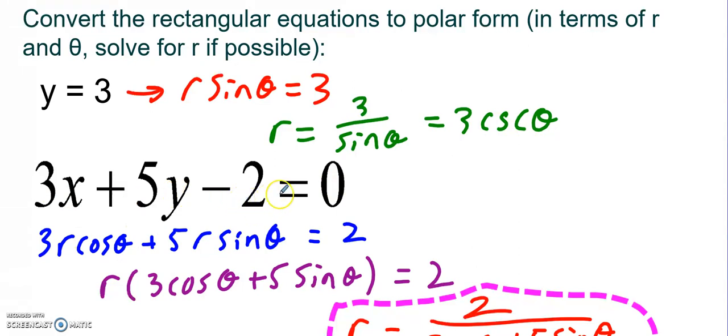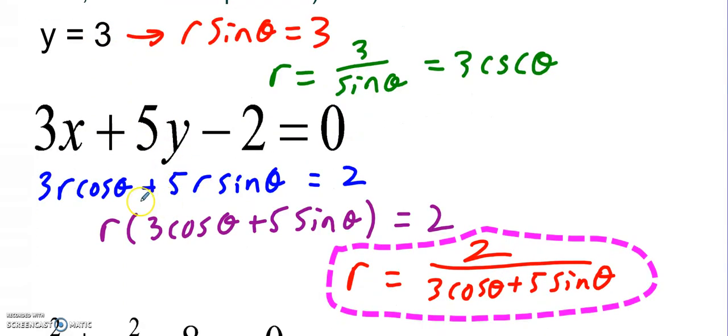How about 3x plus 5y minus 2 equals 0? Well, x is r cosine theta, y is r sine theta. And again, think about, well, what's this equation? That's just another line. Now, it's not a horizontal line, but it's still just a line. So what does that look like?